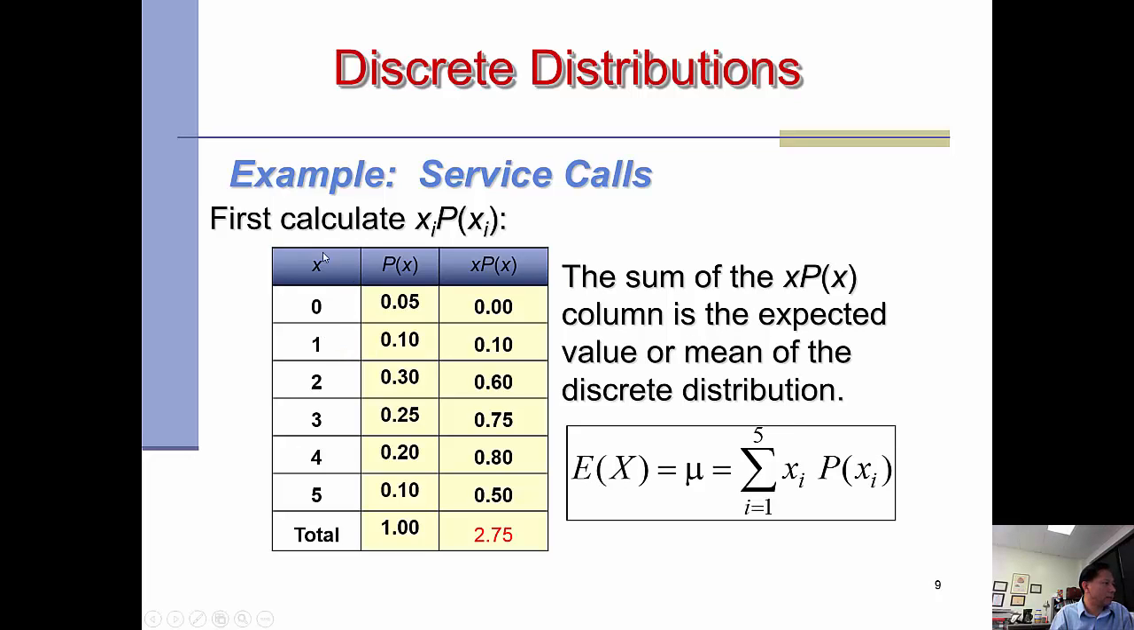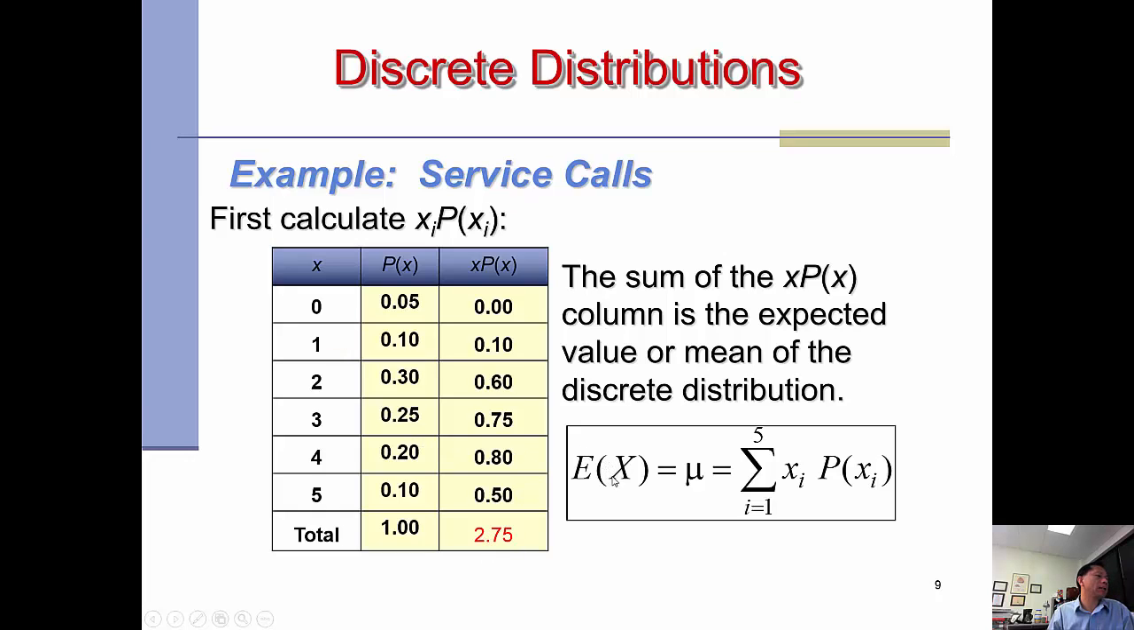We know the number of calls right here. We know its associated probabilities in this column here. And then we use 0 times 0.05, we get x times px. 1 times 0.1, we get 0.1 here, xpx. 2 times 0.3, get 0.6. 3 times 0.25, get 0.75, etc. And you add all this column, it is 2.75.